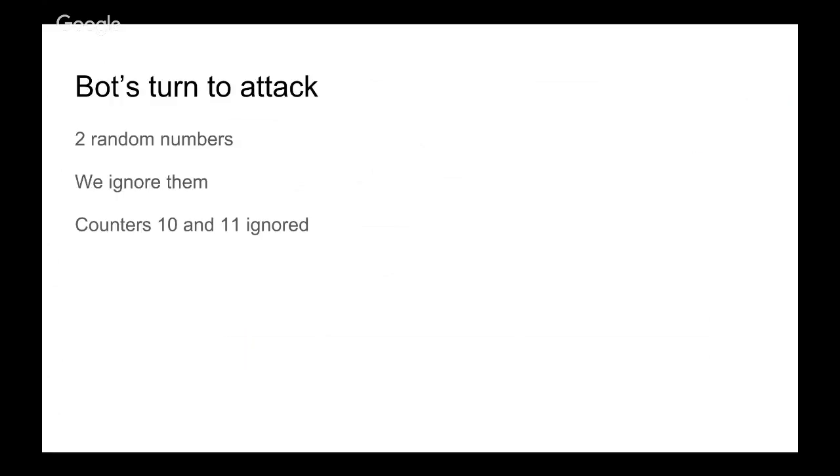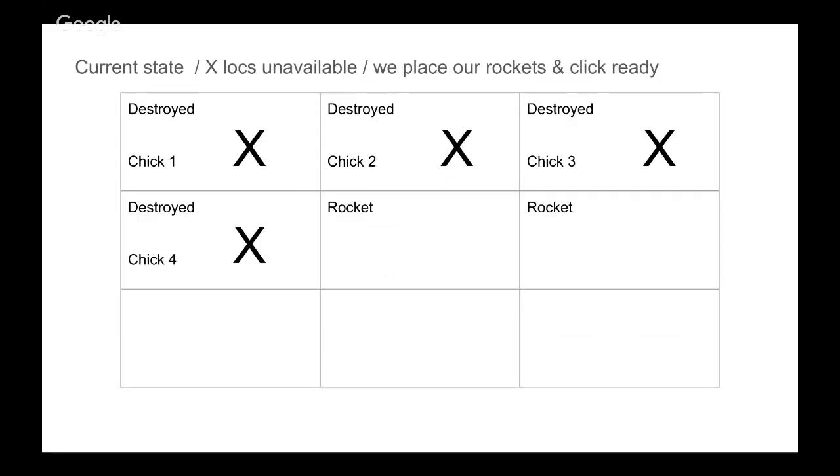So again, 2 rockets, the random number function gets called twice again to generate random numbers where the bot wants to place its rockets, right? So we don't care about it. We just let it go. We just ignore it. It's our turn again now to attack and to put the rockets. So we put the rockets in these 2 locations, which are the last 2 rockets that we have.